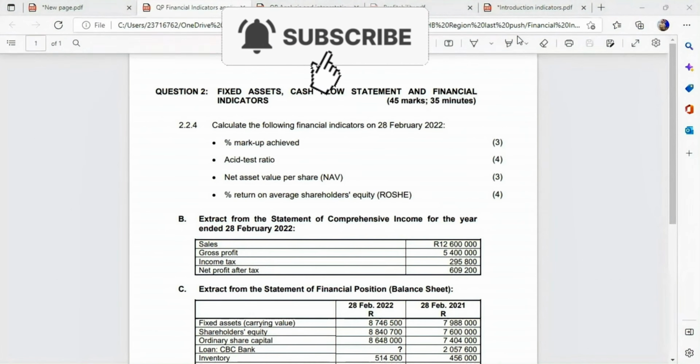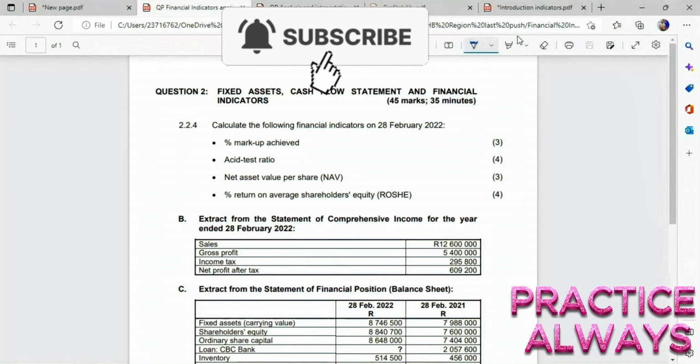So let's check what you are supposed to do. This is a May-June 2022 paper that was written by Supplemental and Lena's. So let's check question 1.